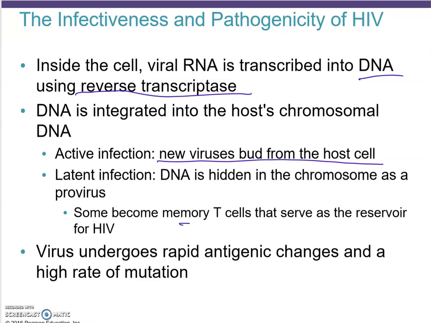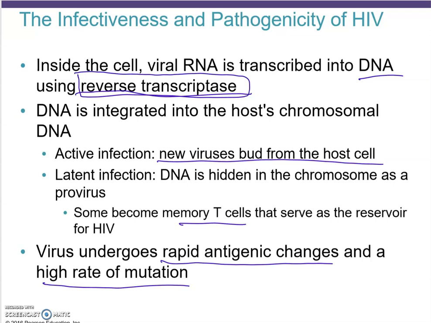Some of these cells become memory T cells that serve as a reservoir for HIV. One big problem with HIV is that it undergoes very rapid antigenic changes and has a high rate of mutation. The reason is that this enzyme, reverse transcriptase, is not very accurate. In other words, reverse transcriptase makes a lot of mistakes, and these mistakes translate into mutations, and mutations translate to change. That will be these rapid antigenic changes. And the high rate of mutation is due to reverse transcriptase not being a high fidelity enzyme.